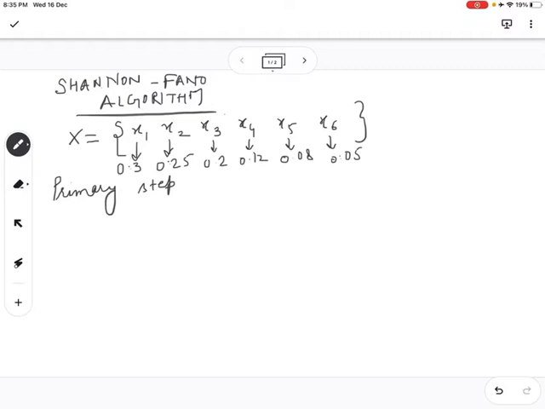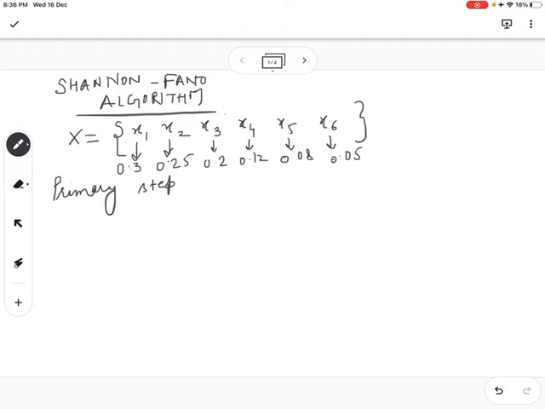Suppose the numerical was like this: x5 had the probability of occurrence 0.05 and x6 had the probability of occurrence 0.08. Then we would have to arrange it like this: x1, x2, x3, x4, then x6 and then x5. We have to arrange these messages in decreasing order only. But these messages are already in order, so we are not going to change it.